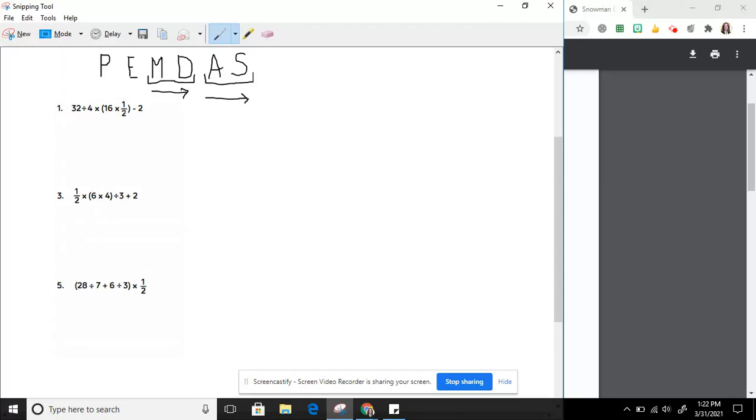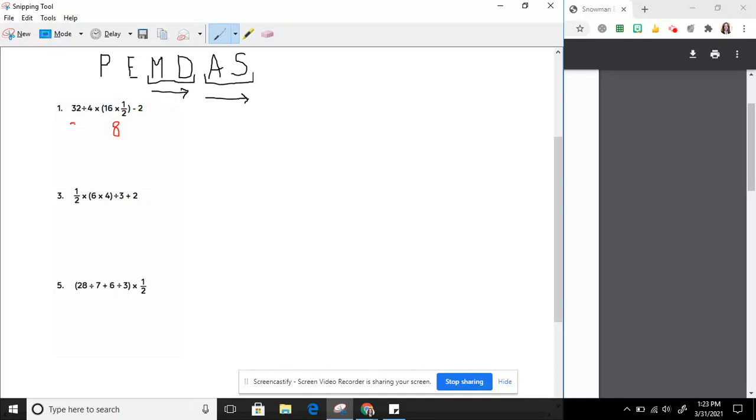Well, 16 times 1/2 is in parentheses, so we're going to solve that first. 16 times 1/2 I know is 8. And we've done multiplication of whole numbers and fractions before, so that should be a review. So I like to just write what that equals right underneath it. So 16 times 1/2 is 8.